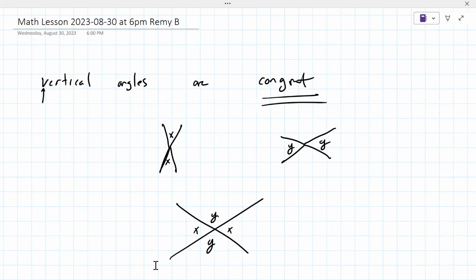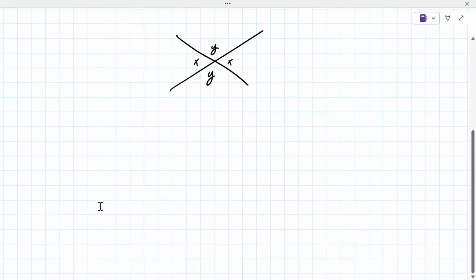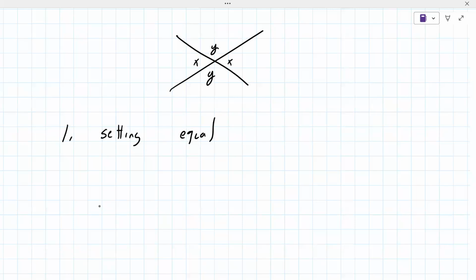Okay. They're always congruent. So that leads to, if I were in a classroom, I would put this somewhere. It wouldn't be very elegant, but I would say there's two things you're doing in geometry. You're setting equal. Like if you don't know what to do, you're setting them equal.